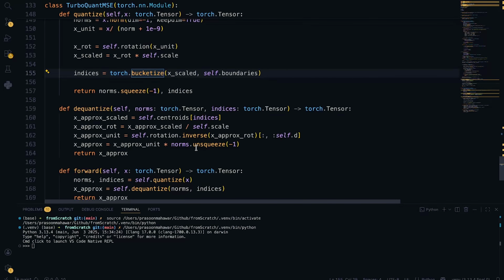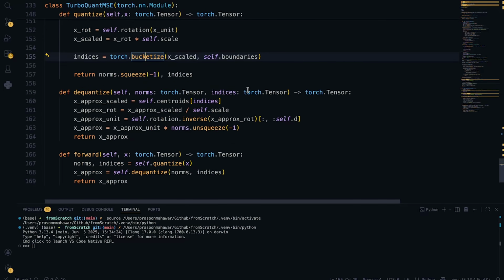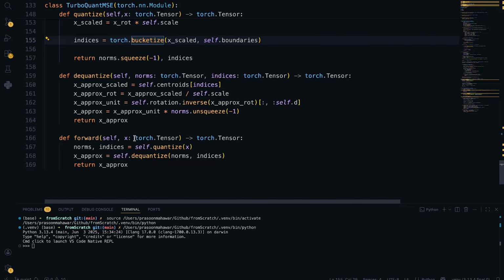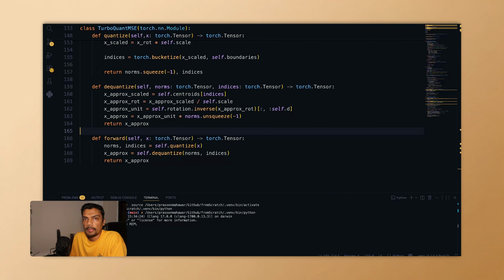And finally, the self.centroid indices, this is simple integer indexing. Each index maps directly to the pre-computed centroid value. This is the entire dequantization per coordinate, like one lookup. Okay, now let's move on to the next section.